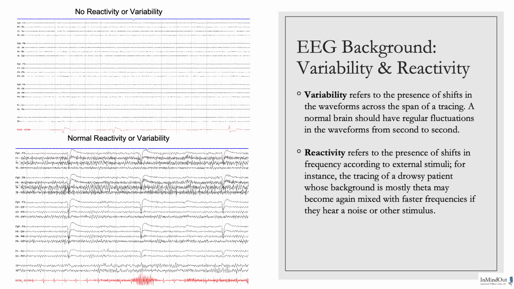Then the next background aspect that I want to talk about is variability and reactivity. And here again is a drastic example of no reactivity or variability in the top EEG, which is isoelectric, or no electrical activity at all. So in somebody who is in a coma, you may see something like that.